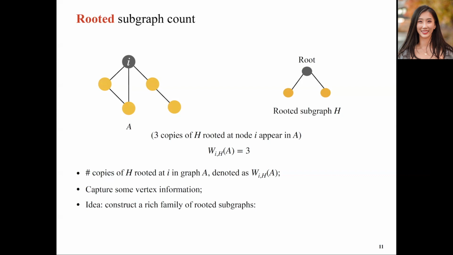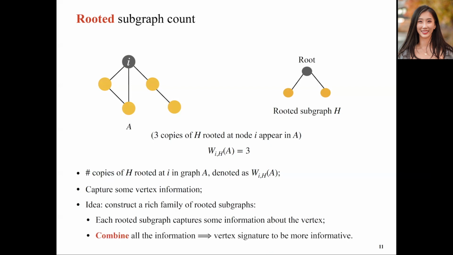The idea behind this is that we want to construct a rich family of rooted subgraphs so that each rooted subgraph, by counting it, can help us capture some information about the vertex. Then we can combine the information over this rich family of rooted subgraphs so that we can make the vertex signature more informative.